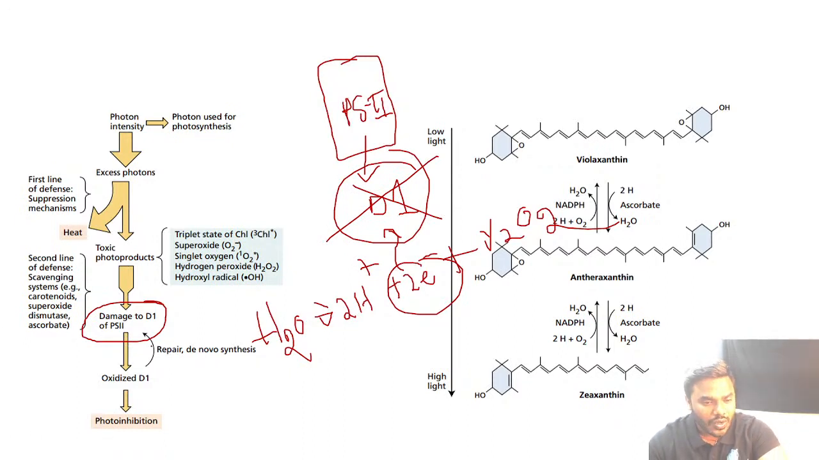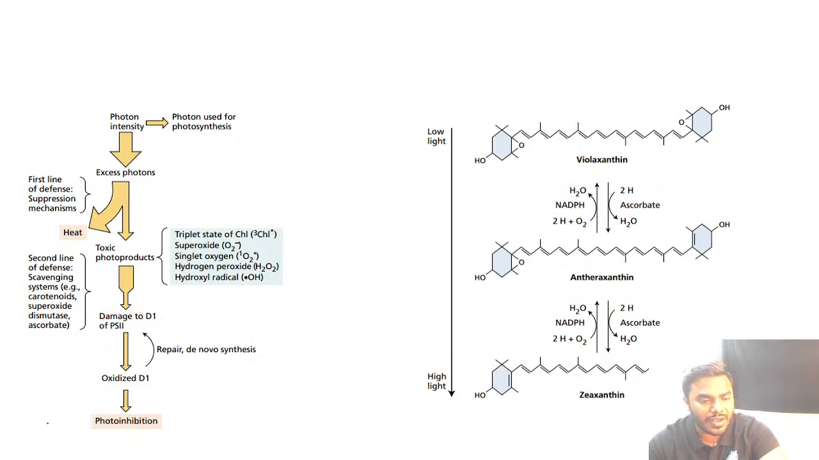Never. So once there is damage to the D1 of PS2, you know what the plant will do, friends? Immediately the plant will start the de novo synthesis process. They will do the process of de novo synthesis and immediately, friends, they will synthesize the new D1. By that they can inhibit the process of photoinhibition.